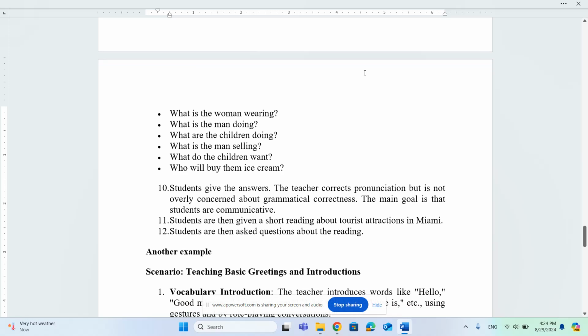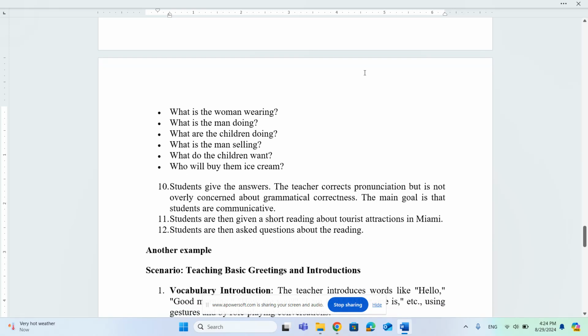Then next, students give the answer and the teacher corrects pronunciation. If their pronunciation is incorrect, then immediately the teacher corrects that, but is not overly concerned about grammatical correctness. No need to be concerned about grammatical correctness, because this method mainly focuses on the speaking of the student. So if there is any pronunciation error, that should be corrected on the spot. The main goal is that students are communicative. Grammatical error is not very much counted in this method.